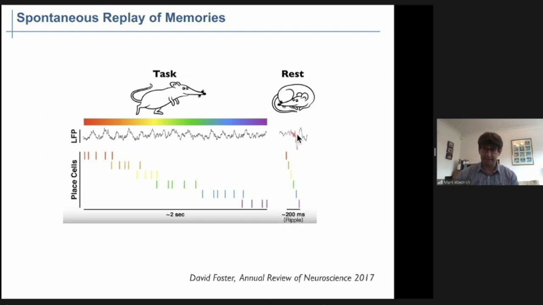These have been heavily studied in the animal literature, and they're thought to be associated with things like memory consolidation and augmentation and other related memory performance.